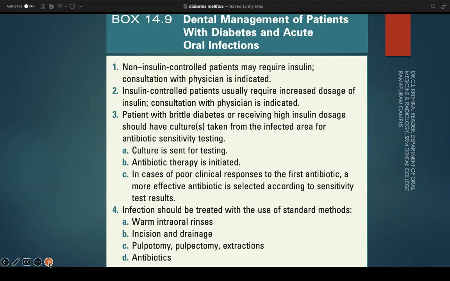Patients with brittle diabetes or receiving high doses of insulin should have a culture taken for the infected area so that better antibiotics could be given and the clinical response to treatment is better. Infection should be treated with the use of standard methods like warm intraoral rinses, incision and drainage, pulpotomy, pulpectomy, extraction, and antibiotics.